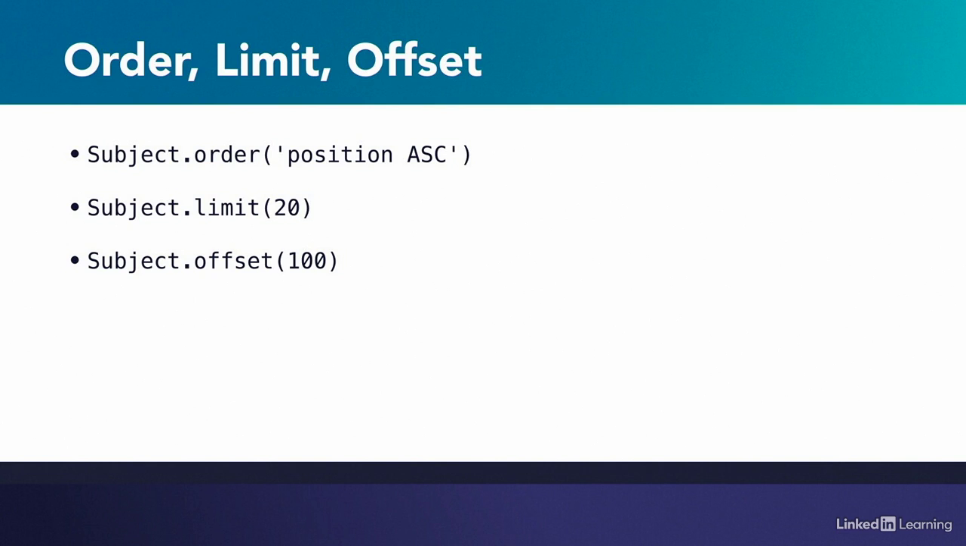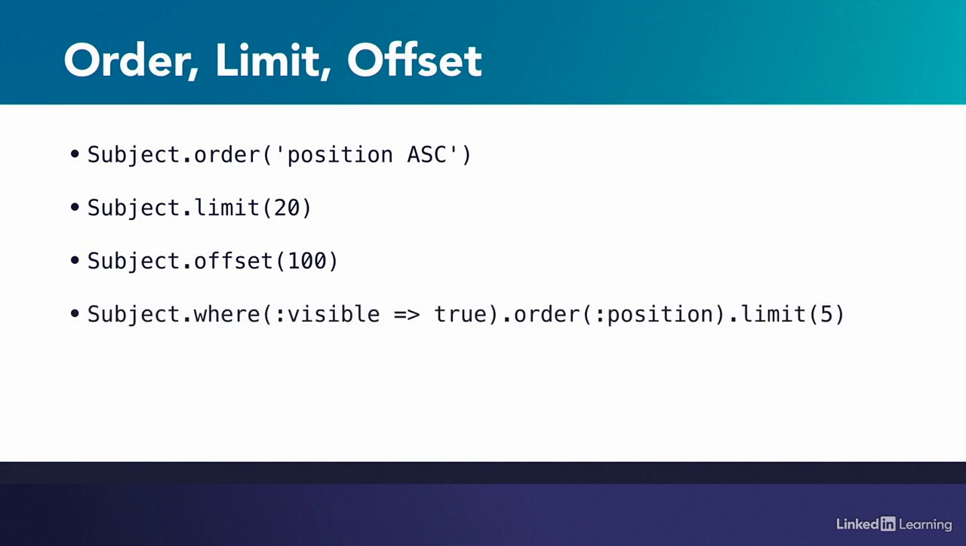We would click next page to see the next set of results. That would also be limited by 20, but we wouldn't want the same records returned, so we would use offset to tell it how many records to skip. So it would skip over records before returning a limited result. And you can daisy chain all of these together. For example, I can have a subject where visible is equal to true, sorted by the position, and limit it to only the first 5 records.